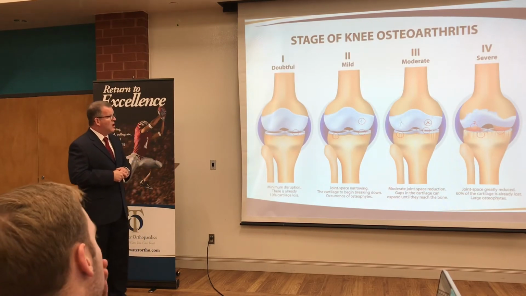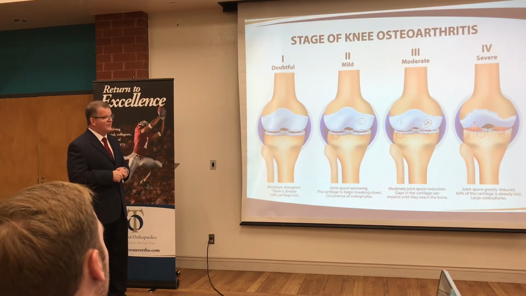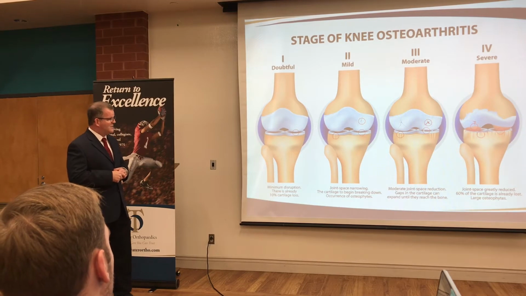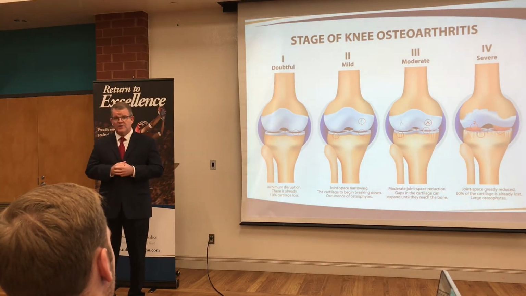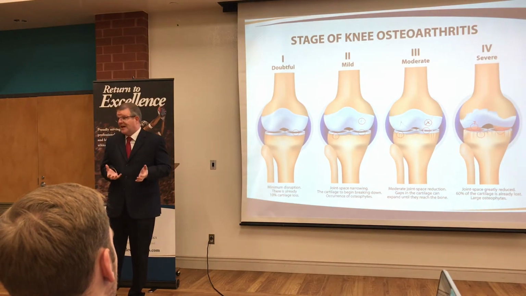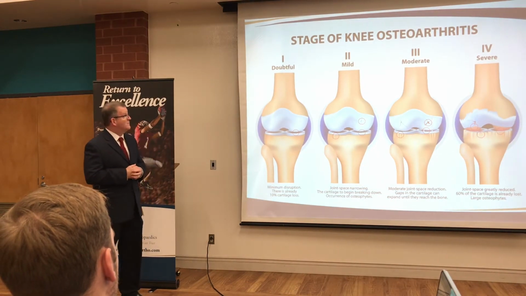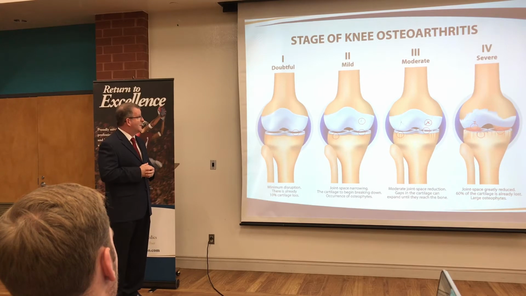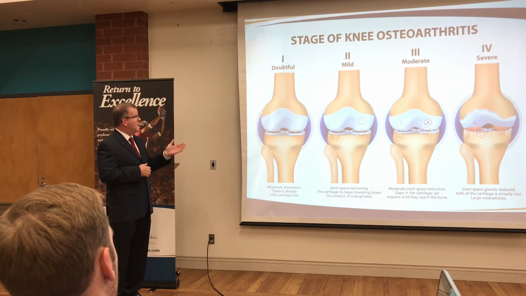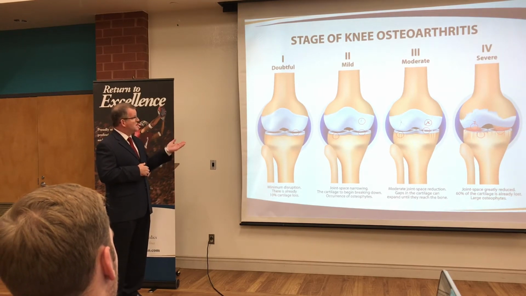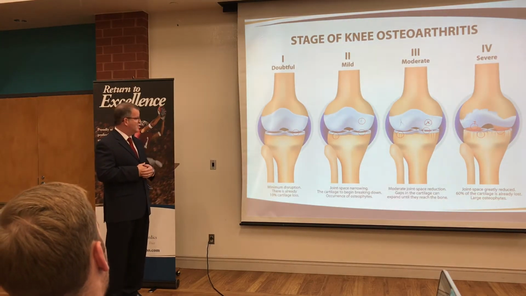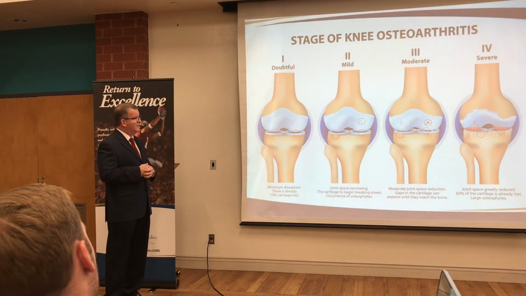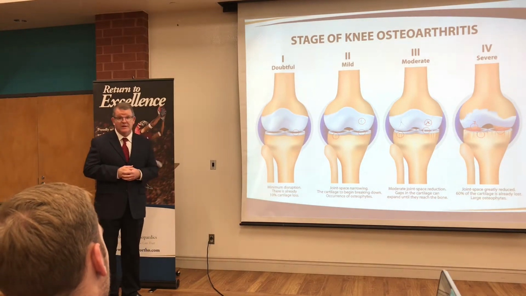So when we start talking about the stages of arthritis, particularly osteoarthritis, because that's where the focus of this talk is going to be predominantly, because it's the most common: 90% of us will get osteoarthritis somewhere in our body. You have 4 stages, with 4 being the most severe, 1 being very minimal to none. And that's really the 4 stages.